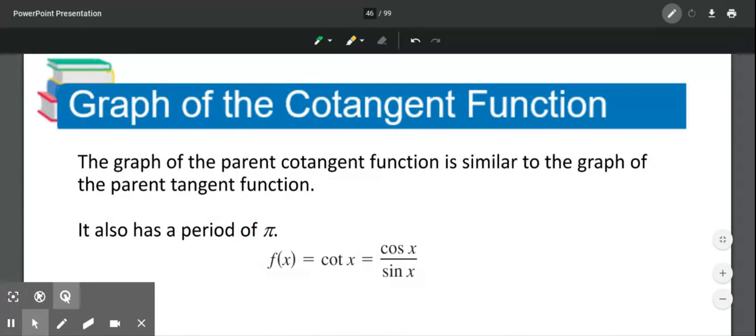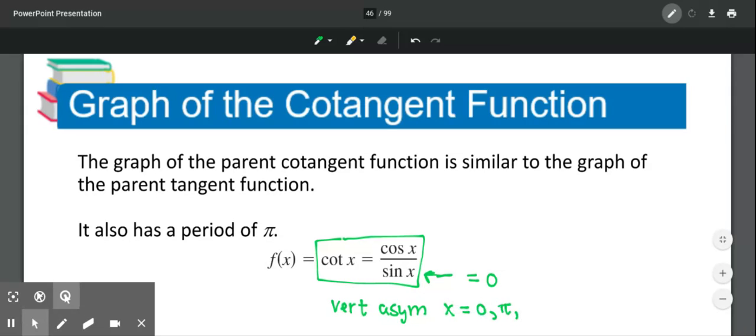So then the next thing we're going to talk about is the graph of cotangent. And remember, cotangent is cosine over sine. So with tangent, our vertical asymptotes were when the denominator equals 0. So here we'll have when sine equals 0, and sine equals 0 at 0 and pi and 2 pi. So for cotangent, you'll have vertical asymptotes on the x-axis at 0, pi, 2 pi, right? And we'll keep going in both directions.